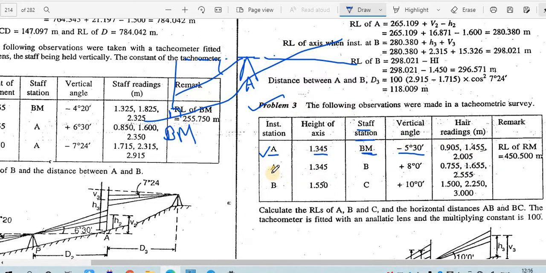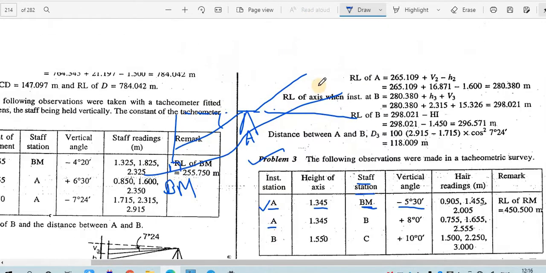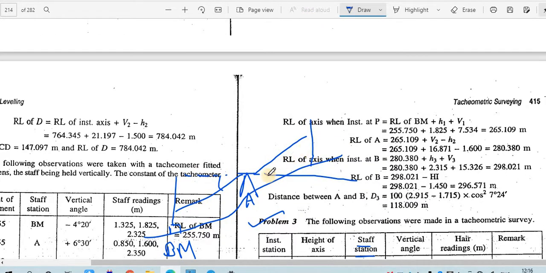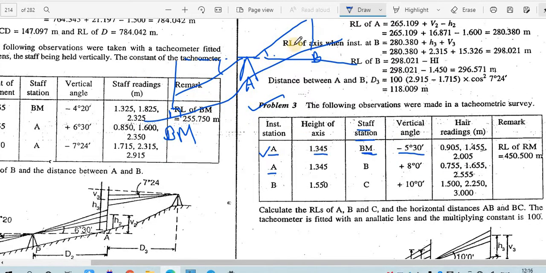After that, the instrument is still at station A, so the instrument position is not changing. Then the staff has been held at point B, and the angle which has been made is +8°30'. This is our horizontal line of sight, so +8° will be somewhere here. So this will be your point B. In this way, you need to prepare the diagram based on the observations which have been given.